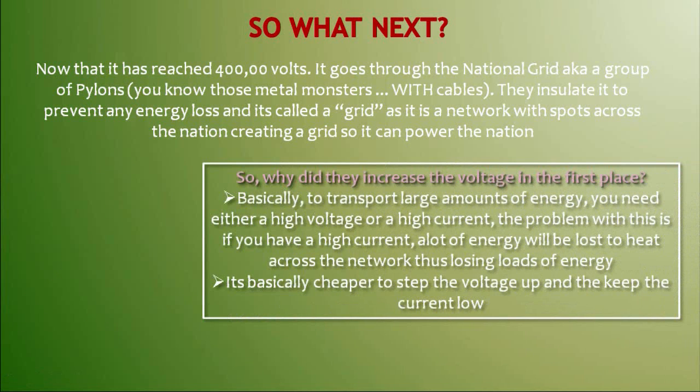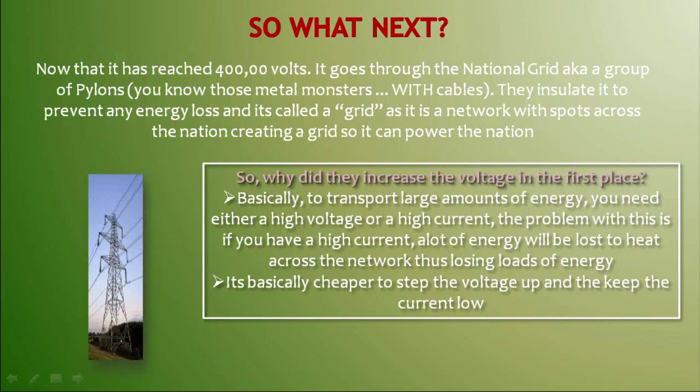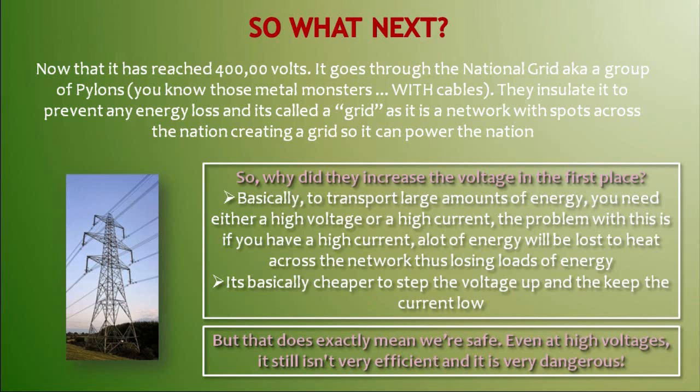So why did they increase the voltage in the first place? Basically, to transport large amounts of energy, you need either a high voltage or a high current. The problem is that if you have a high current, a lot of energy will be lost as heat energy across the network, thus losing loads of energy. It's basically cheaper to step the voltage up and keep the current low. But that still doesn't mean we're safe. Even at high voltages, it isn't really efficient, and it is very dangerous.